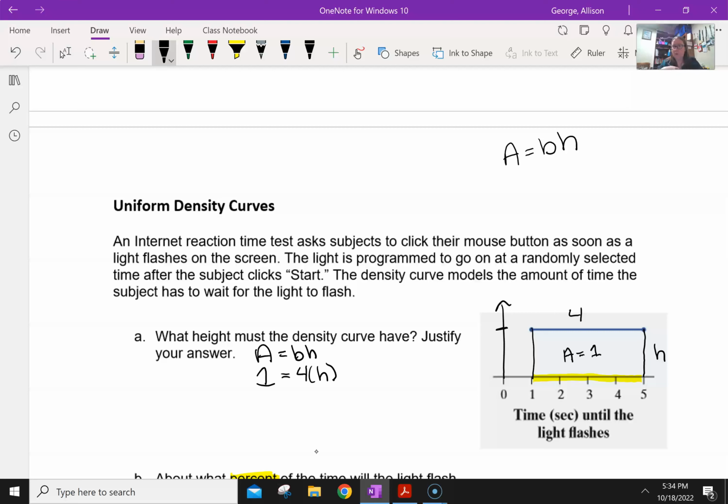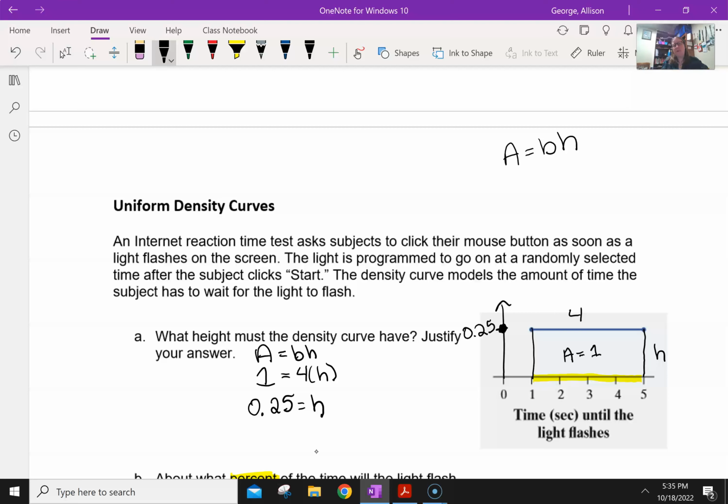So just using some old school algebra, we're going to divide both sides by 4. And we're going to end up getting 0.25 for our height. So that means right here on the y-axis, that is 0.25. I highly recommend you write it as a decimal instead of a fraction. I know that is not what you're used to hearing from math teachers, but for these proportions and percents, it's much easier if you use decimal form than if you have to think about it as a fraction.